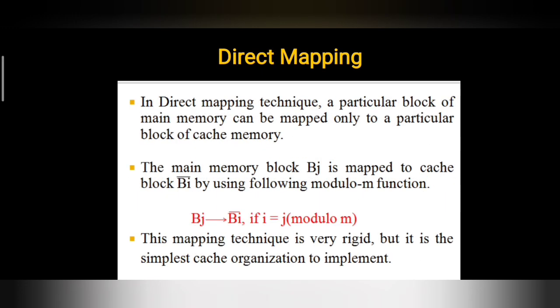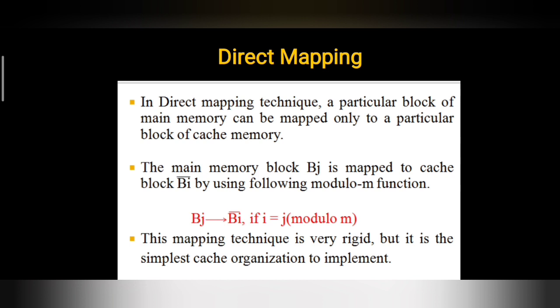So my first mapping technique is direct mapping. Understand this particular direct mapping technique is very rigid in nature. Why? Because this mapping technique says that a particular block of main memory can be mapped only to a particular block of cache memory, which also means that I cannot map my main memory block to any of the cache memory blocks. Hence, I can say that my main memory block can be mapped only to one cache memory block, but which cache memory block, that we need to understand.